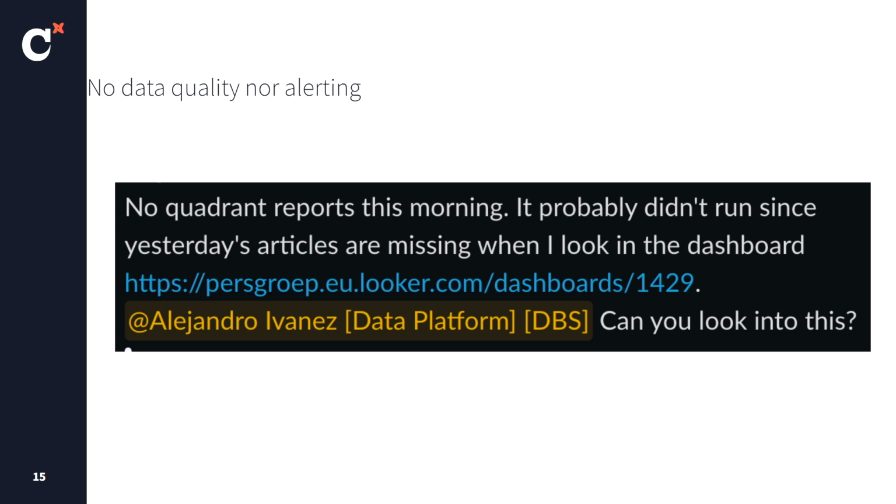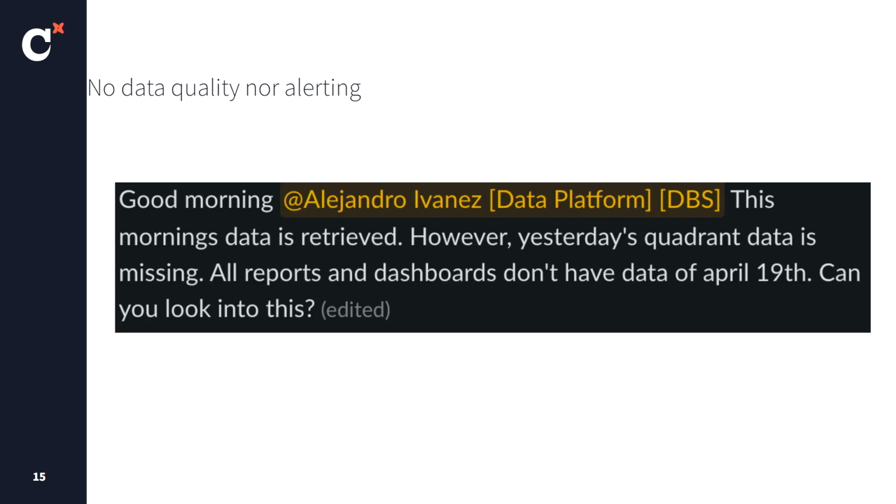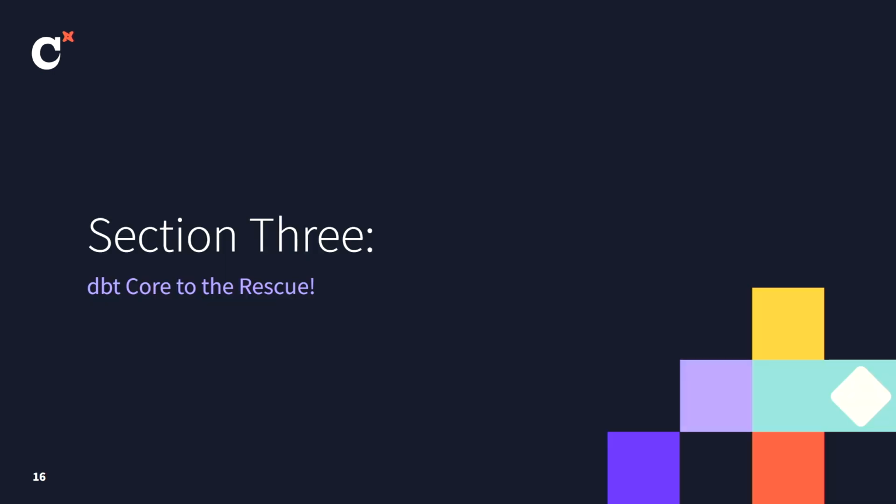There were no reports. This is my name. I got tagged in this every day. They go to look at the dashboard and there was nothing there. And one of the biggest issues is there was no data quality. So when the pipeline failed, no one knew that the pipeline didn't run. And I think 7 days later, I got a message, hey, data 7 days ago was not ready. They only noticed 7 days after. And this was the state 4 years ago.